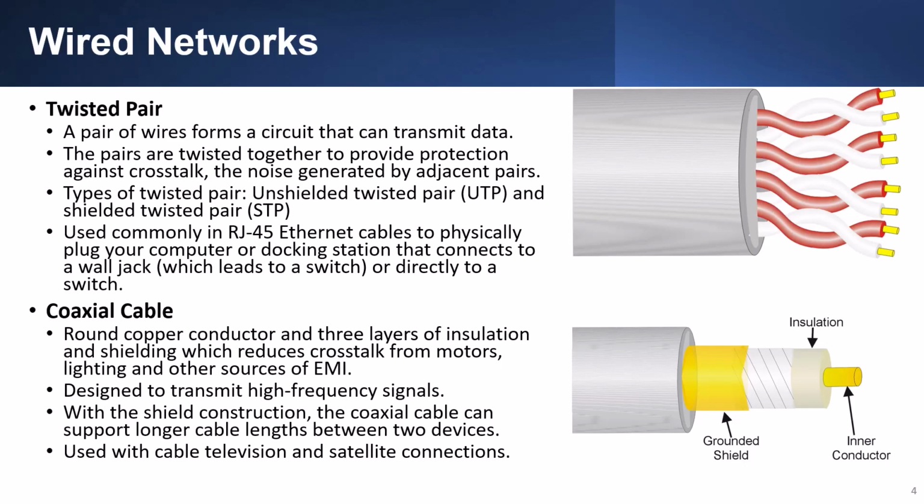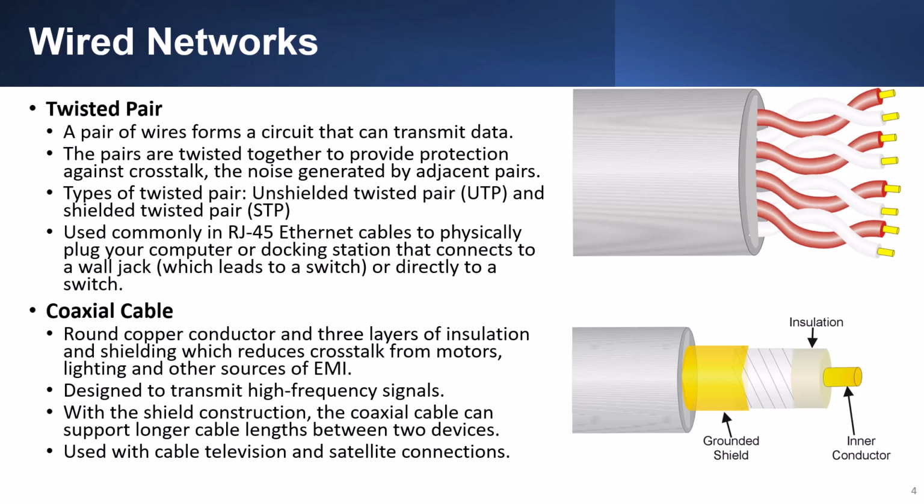Copper cabling is either twisted pair or coaxial. Twisted pair has a pair of wires that form a circuit that can transmit data. The pairs are twisted together to provide protection against crosstalk, the noise generated by adjacent pairs. Types of twisted pair include unshielded twisted pair, or UTP, and shielded twisted pair, or STP. It is used commonly in RJ45 Ethernet cables to physically plug your computer or docking station that connects to a wall jack, which leads to a switch, or directly to a switch.